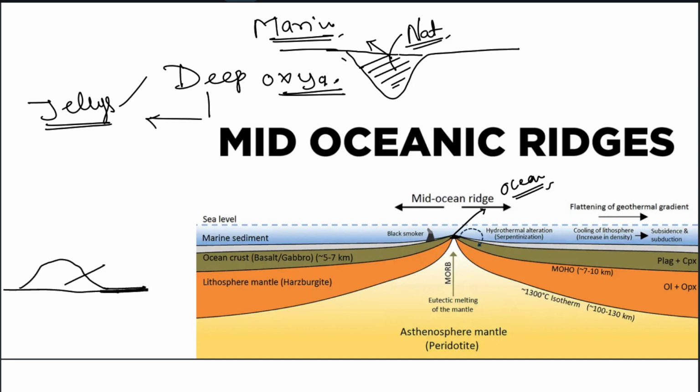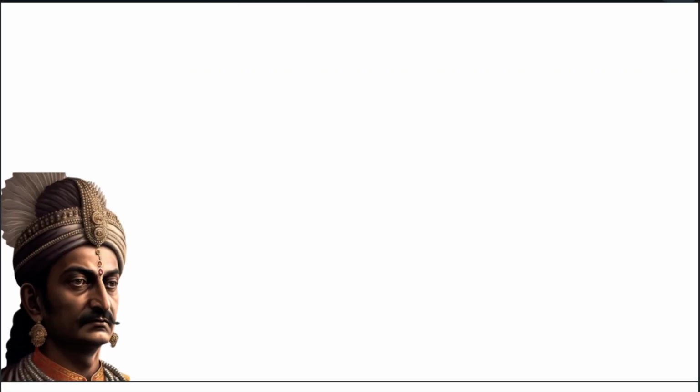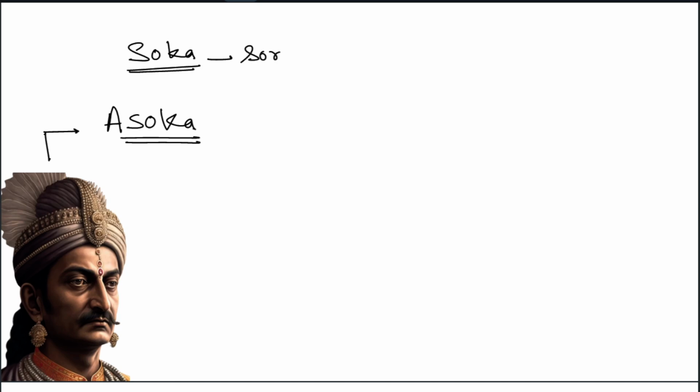Next, we need to know why we have named these Ashoka. Let's assume this is not a real picture of Ashoka, it is made by AI. Let's study about Ashoka a bit. Shoka means sorrow, so Ashoka means the one without sorrow. Ashoka was also known as Ashoka the Great. He was the third emperor of the Mauryan dynasty.